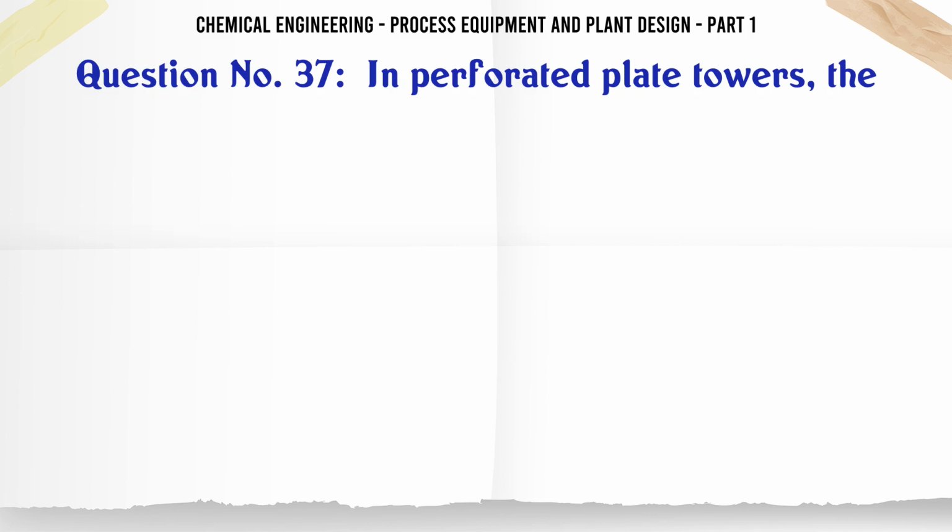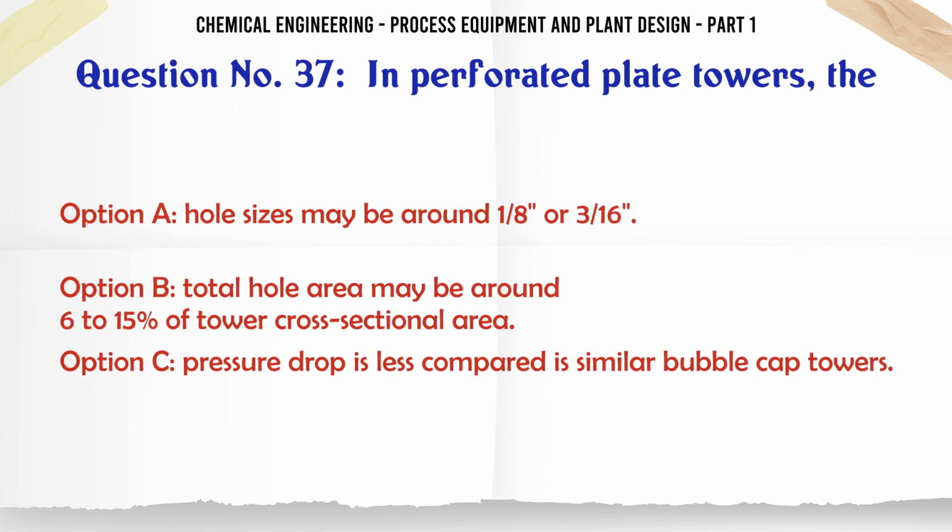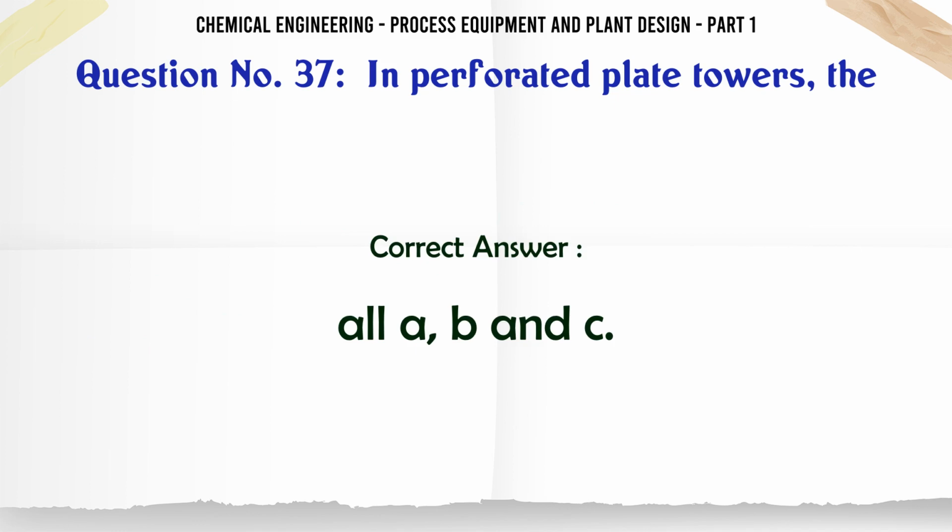In perforated plate towers, A. hole sizes may be around 1/8 or 3/16 inch. B. Total hole area may be around 6 to 15% of tower cross-sectional area. C. Pressure drop is less compared to similar bubble cap towers. D. All A, B and C. The correct answer is all A, B and C.